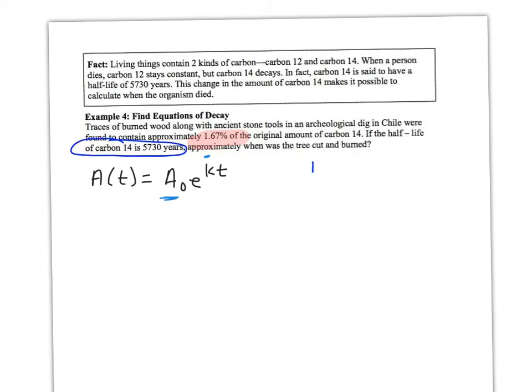So it says the half-life is 5,730 years. That means when my time is 5,730 years, then my amount is going to be half of what I started with. Now I don't know how much I started with. I just know it's some A0. So half of what I started with is just half of A0.